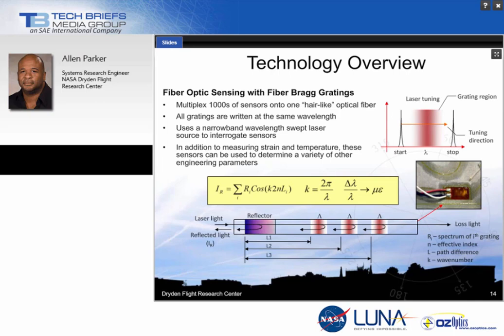Each one of these gratings, as the laser tunes to its natural frequency of a grating, that grating starts to reflect a small portion of that light. That light is then modulated at a unique frequency, which is unique to its position on the fiber, which allows you to identify one grating from its neighbor. Each grating would have its own unique carrier frequency.